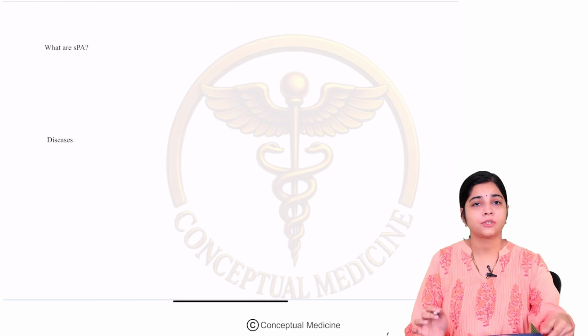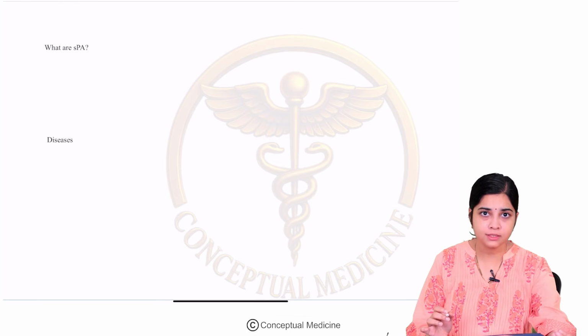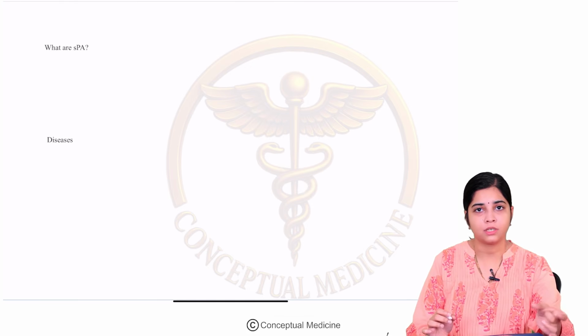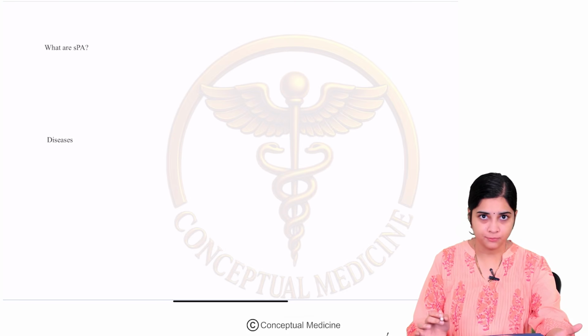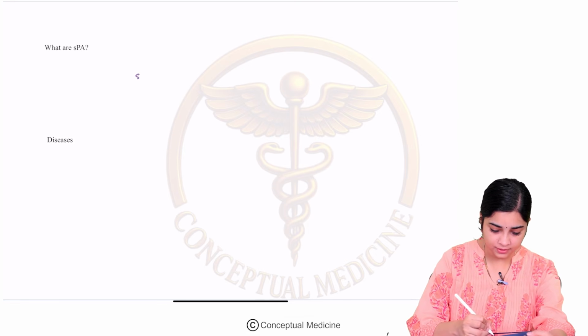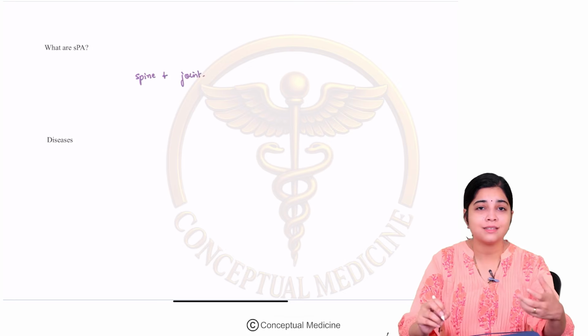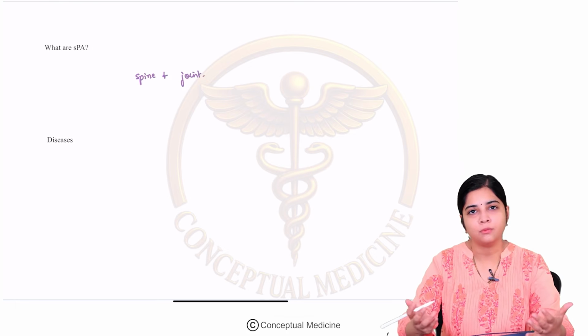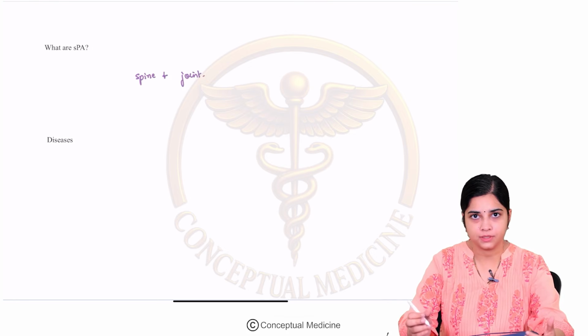So what do you mean by this term spondyloarthropathy? Spondyloarthropathies are a group of disorders which usually affect the joint, which is why it is called arthropathy, and spond refers to some amount of vertebral involvement as well. So, spondyloarthropathies are a group of autoimmune disorders where there is spine involvement plus joint involvement. This is the simplest way to understand what exactly these spondyloarthropathies are.